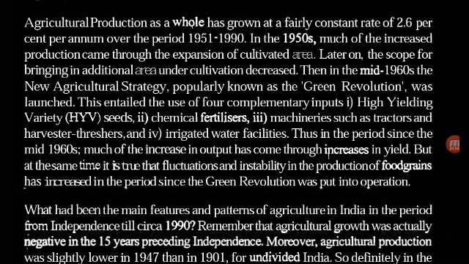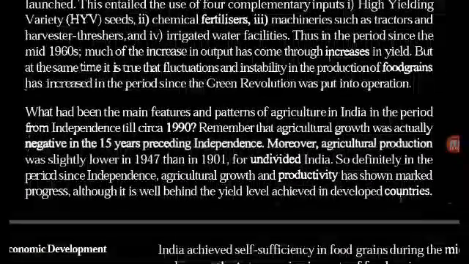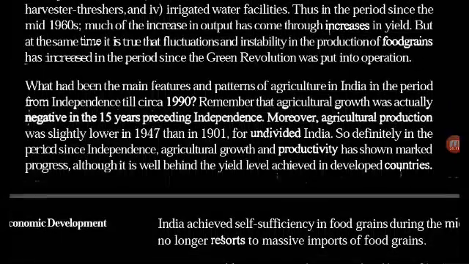Thus, in the period since the mid 1960s, much of the increase in output has come through increase in yield, but at the same time it is true that fluctuations and instability in the production of food grains has increased in the period since the Green Revolution was put into operation.